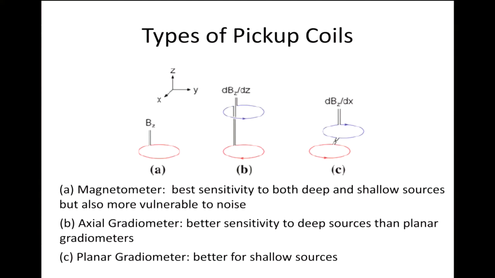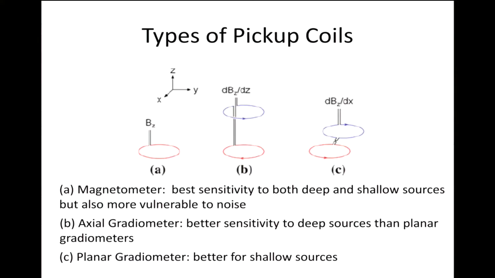Axial gradiometers are more sensitive to deeper sources. Planar gradiometers are more sensitive to shallow sources. Well, shallow sources mean sources in the brain I'm talking about here. And in practice nowadays, in order to get the best of both worlds, often the latest MEG systems use a mixture of magnetometers and gradiometers.